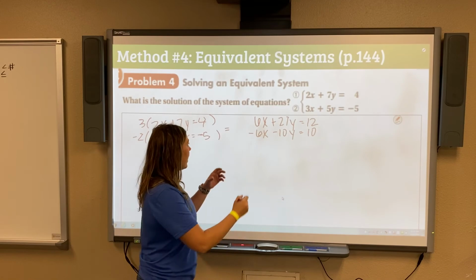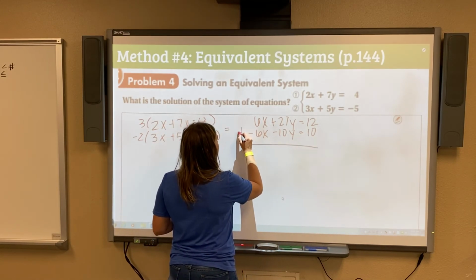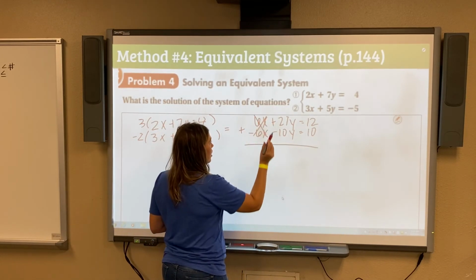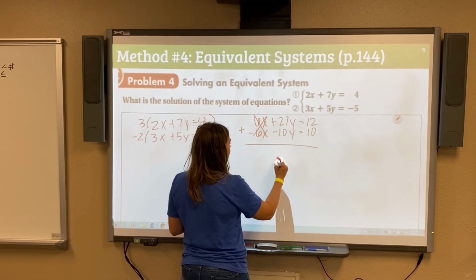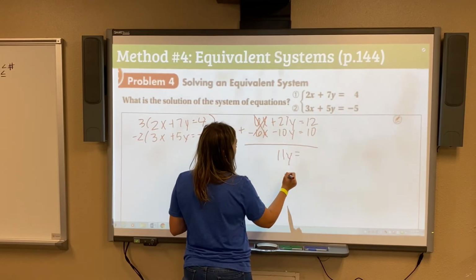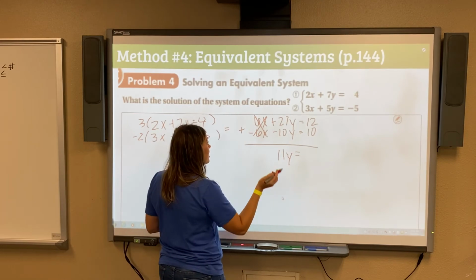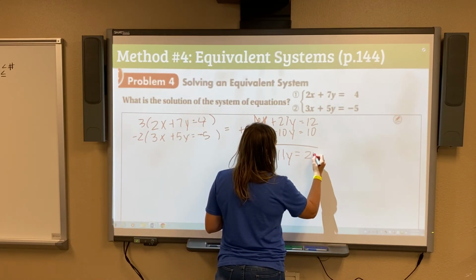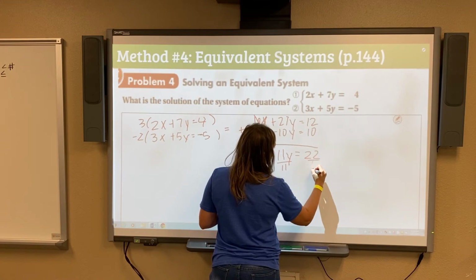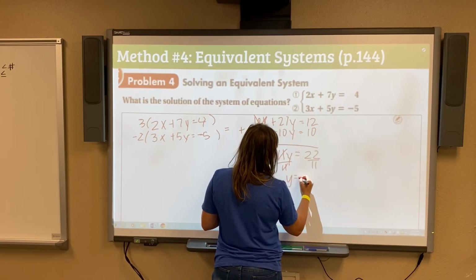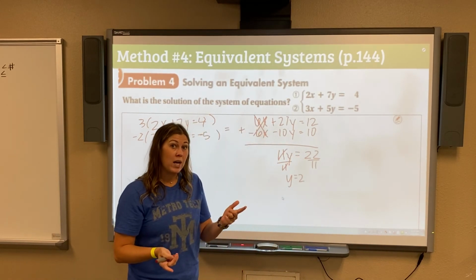So add straight down. Oh, looky, our x's eliminate. 21y minus 10y is 11y equals, I don't know why my smart board is being crazy, 12 plus 10 is 22. Divide by 11, y equals 2. Okay, not done. We have our y, we need our x.